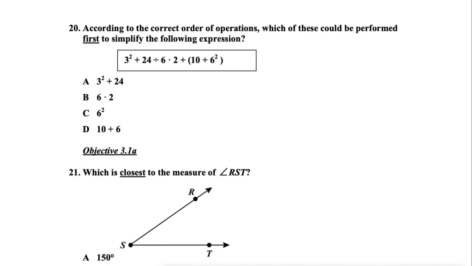Number 20. According to the correct order of operations, which of these could be performed first to simplify the following expression? So we have 3 squared plus 24 divided by 6 times 2 plus parentheses 10 plus 6 squared. So the part that we need to start off at is going to be the parentheses. So I'm going to rewrite the parentheses right here. 10 plus 6 squared. And within the parentheses, we have addition and we have an exponent. And what comes first in the order of operations is going to be this exponent, or answer choice C.